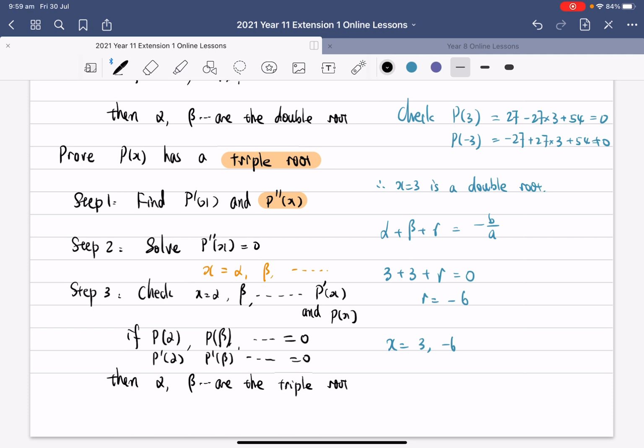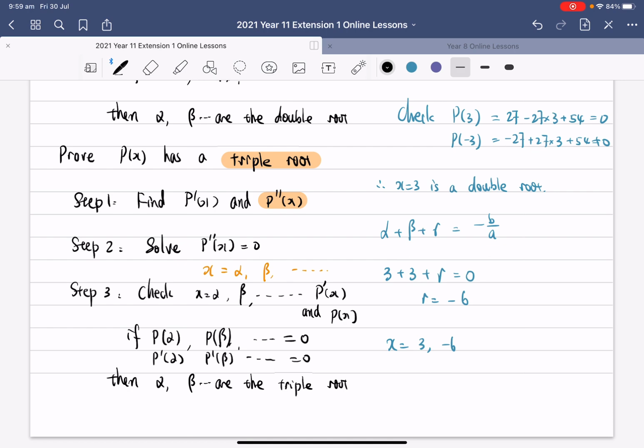Now, if it's a quartic root, where you've got 4 roots repeating themselves, you differentiate 3 times and solve the third derivative equal to 0, and then you substitute and check into the second derivative, the first derivative, and the original.